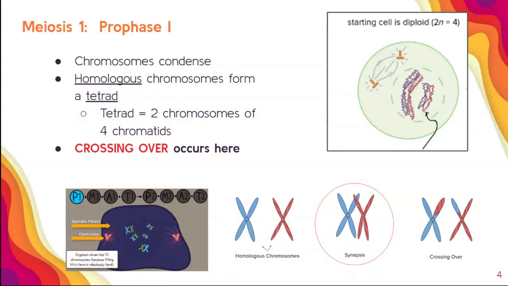Now, in prophase 1, chromosomes condense. Homologous chromosomes form a tetrad. Now, a tetrad is two chromosomes of four chromatids. And crossing over occurs here. We're not going to define crossing over here. It's defined later on, but it's really the exchanging of fragments, and it's the first part of genetic variation. It's the first part of what makes these cells unique instead of identical.